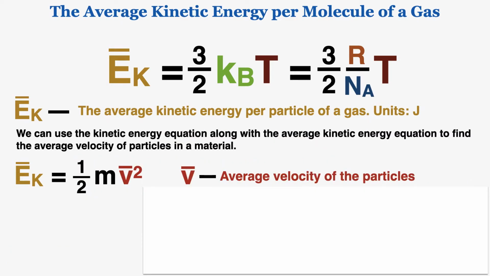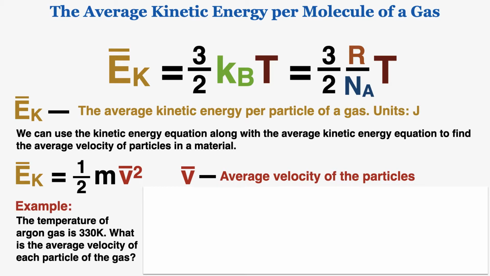So you can go from one to the other if you have the total internal energy of the gas. We can use the kinetic energy equation along with the average kinetic energy equation to find the average velocity of particles in a material. Because kinetic energy is 1/2 mv squared, the average kinetic energy is going to be 1/2 times the mass of any one particle times the average velocity of all the particles squared. Remember that we assume in an ideal gas that all particles have the same mass, so we could say the average mass of all the particles, but we're assuming that all the masses are the same, so that's just the mass of any one particle.